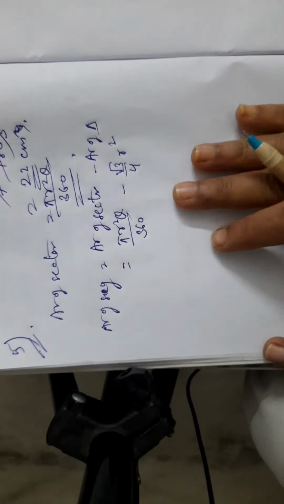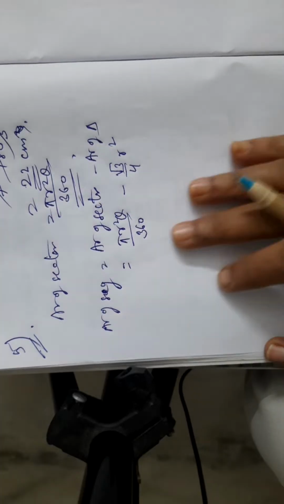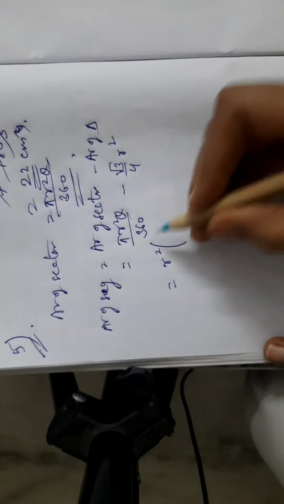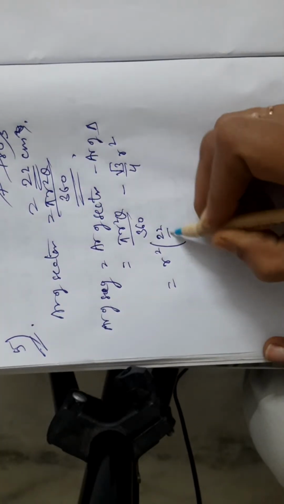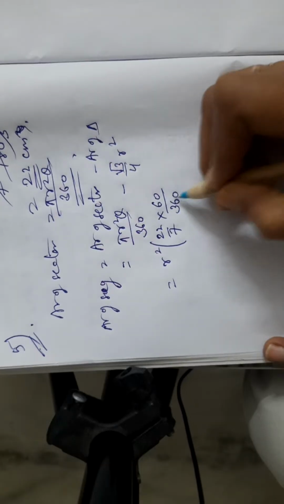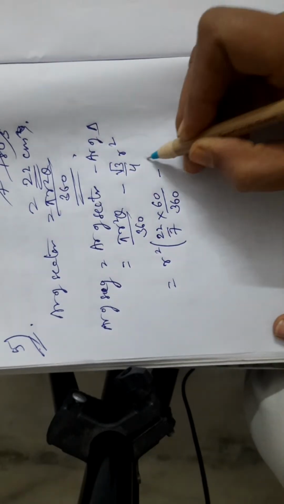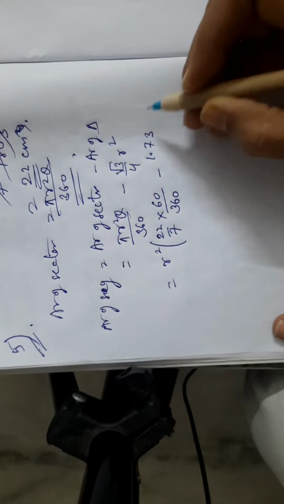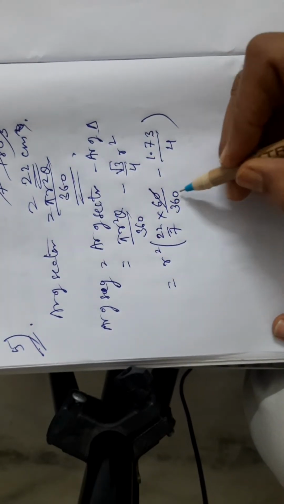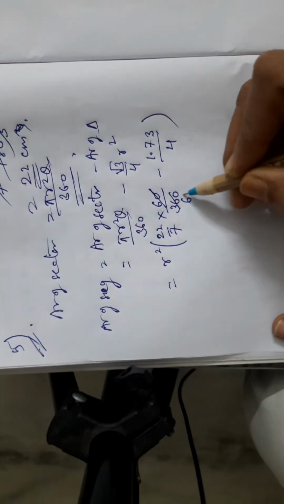Learn the pattern of how we will be doing this so that you will have simple calculations. First of all, take out r square common. Pi is 22 by 7. Theta value is 60, so 60 divided by 360. Put in root 3 value 1.73 upon 4. Now have calculations. 66 are.